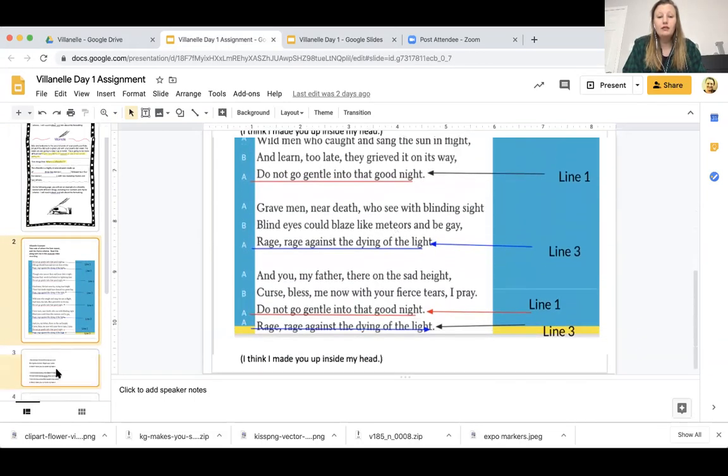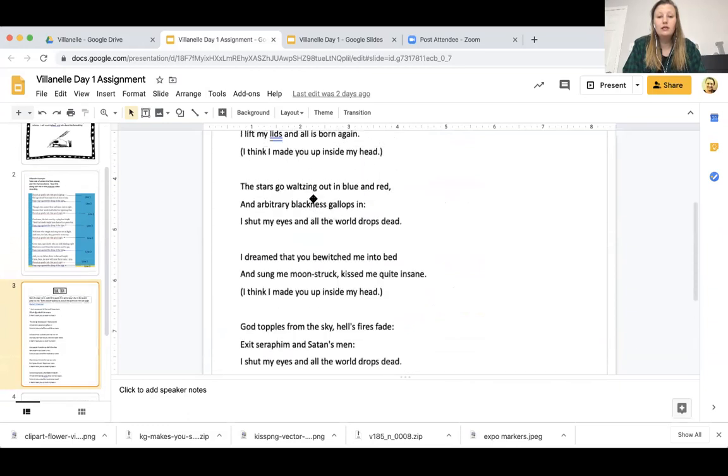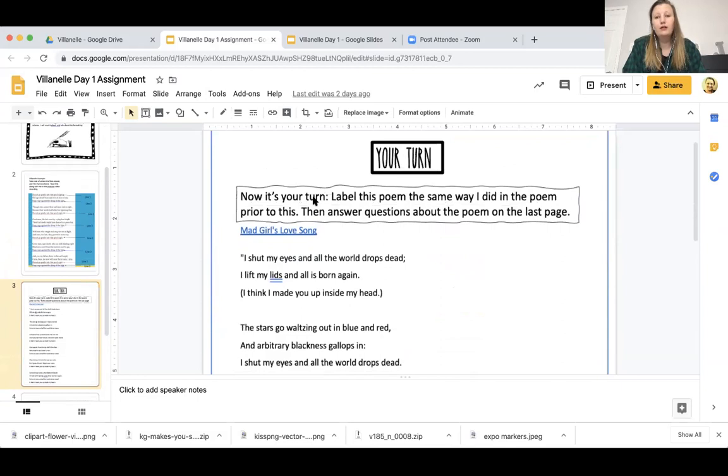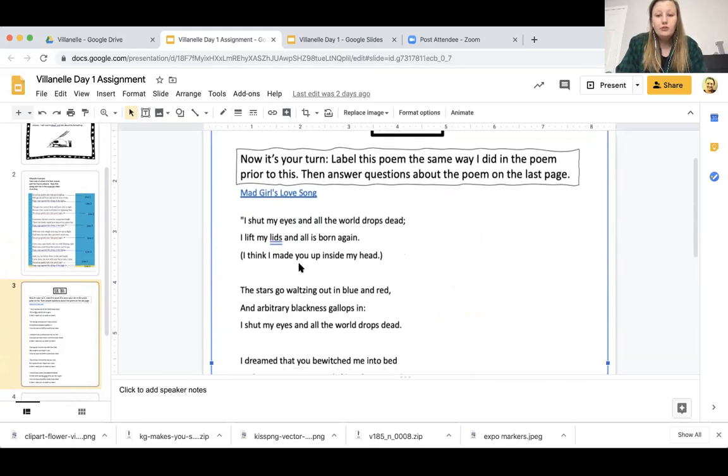Okay, and then down here, you are going to read this out loud. You don't have to read it out loud. You can also Google it and find someone reading it to you. That would be fine as well. I'm just going to show you how to label it. Okay, so here's how you label. You're going to go up here to this little thing that says line. Okay, you're going to click on that.